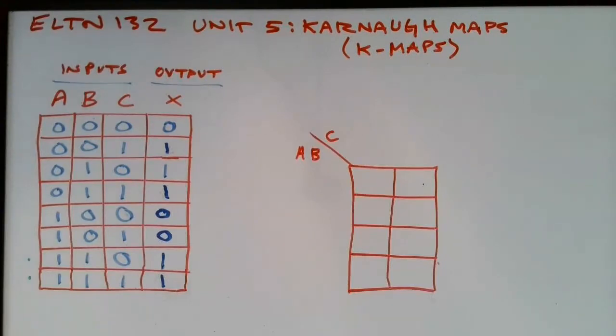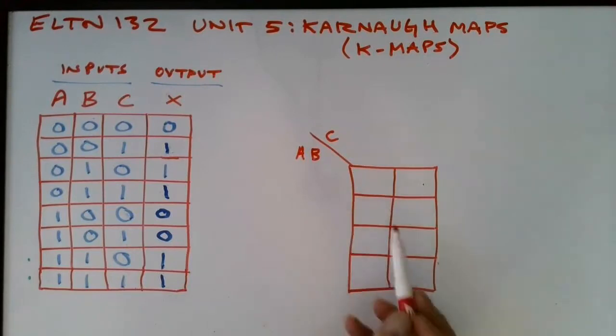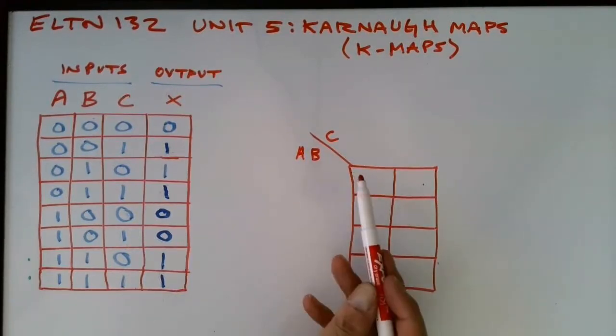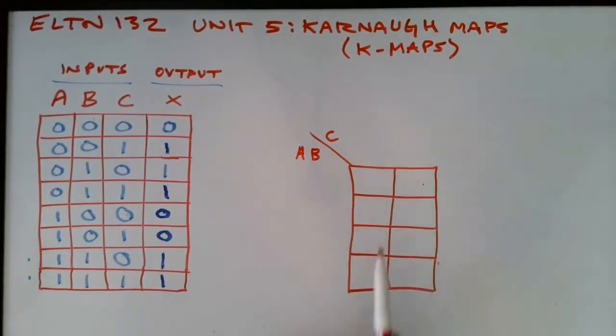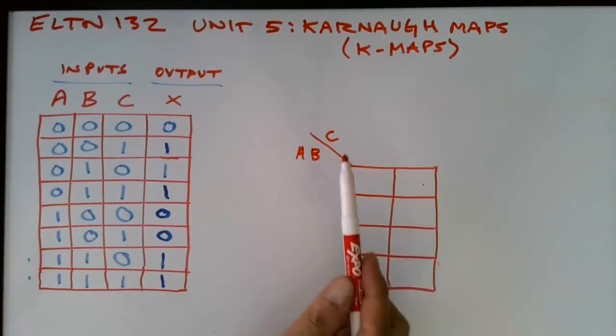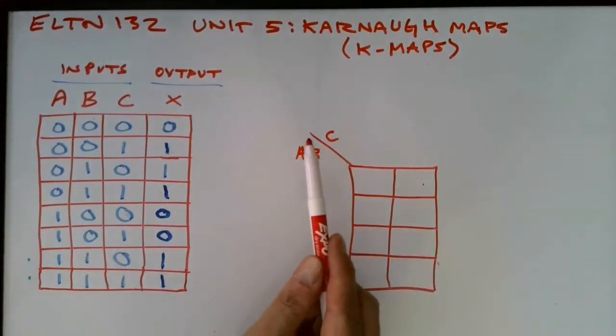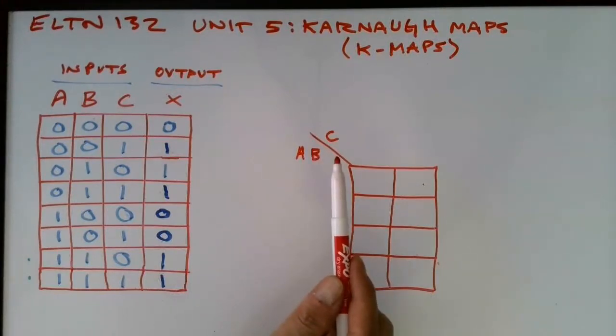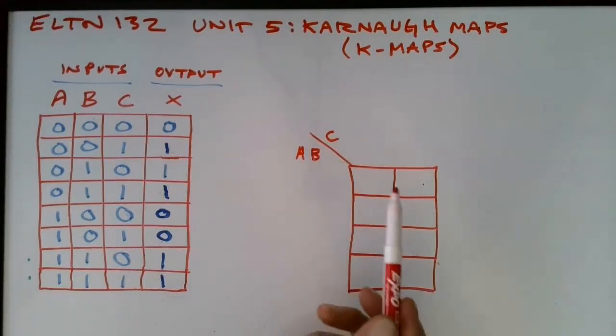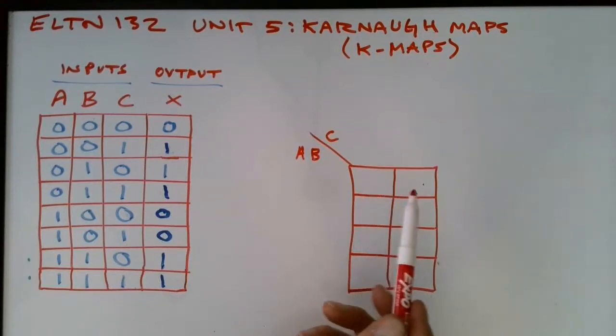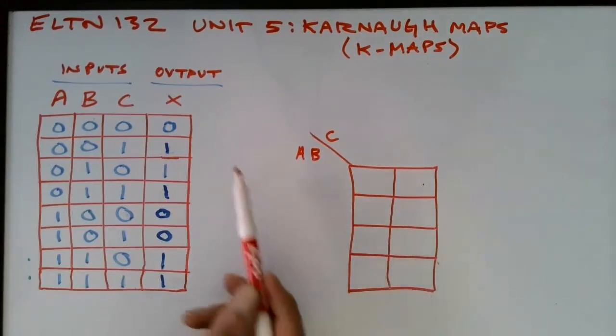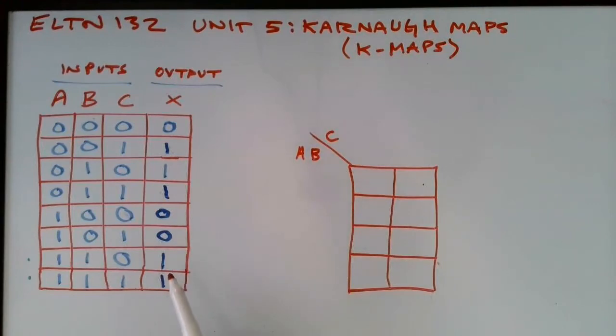So the first step is we're going to create an 8-cell matrix here, 2 by 4. And what each of these rows represent are the inputs A and B. What the vertical cells represent are the value of C for the input. And that's what this bar represents here. Now, all of the ones and zeros that go inside the box are going to be whatever our output values are for each of the input combinations.